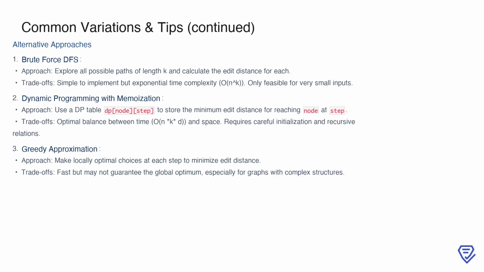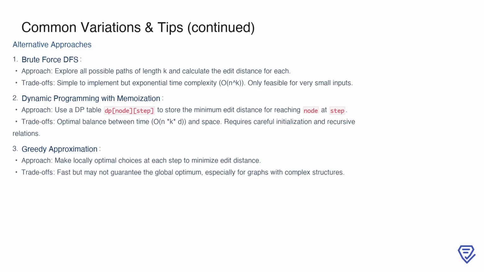A more efficient approach is to use dynamic programming with memoization. By maintaining a table, like dp[node][step], to store the minimum edit distance for reaching a given node at a specific step, this method achieves a much better time complexity of O(n * k * d). However, it does require careful initialization and a solid understanding of the recursive relationships.